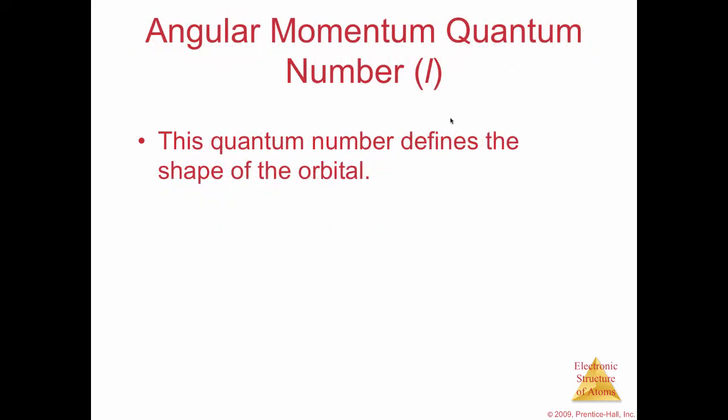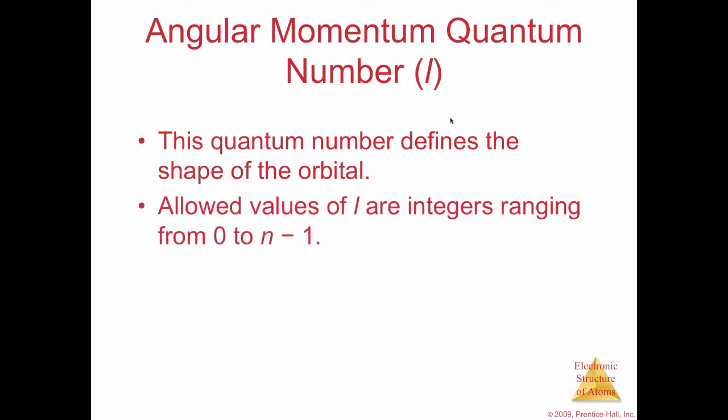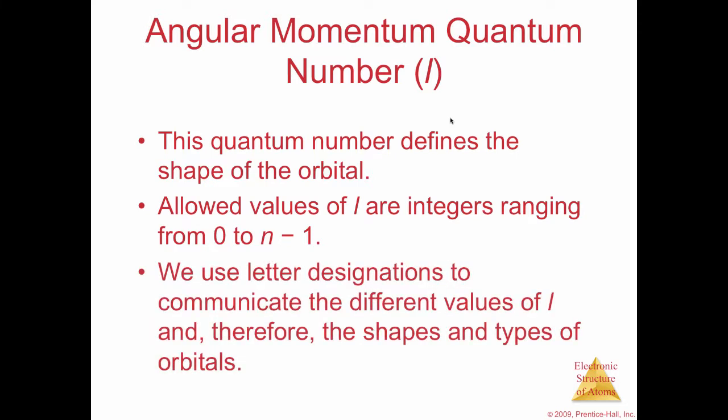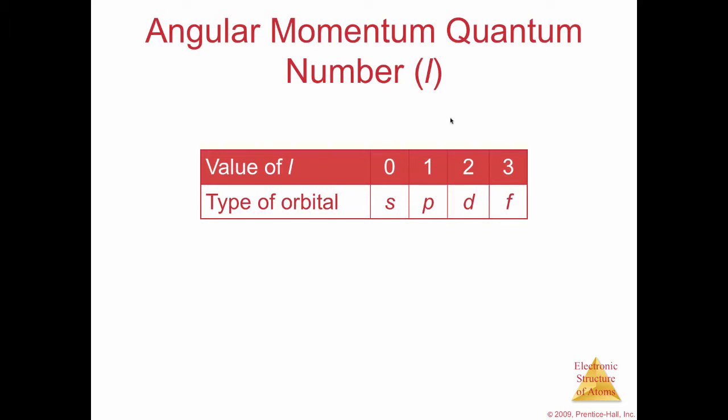Angular momentum quantum number, L. This quantum number defines the shape of the orbital. Allowed values of L are integers ranging from 0 to n-1. We use letter designations to communicate the different values of L and therefore the shape and types of orbitals. If the type of orbital is an s orbital, then the value of the angular momentum quantum number would be 0. If the orbital is a p orbital, then the angular momentum quantum number would be 1, and so forth.